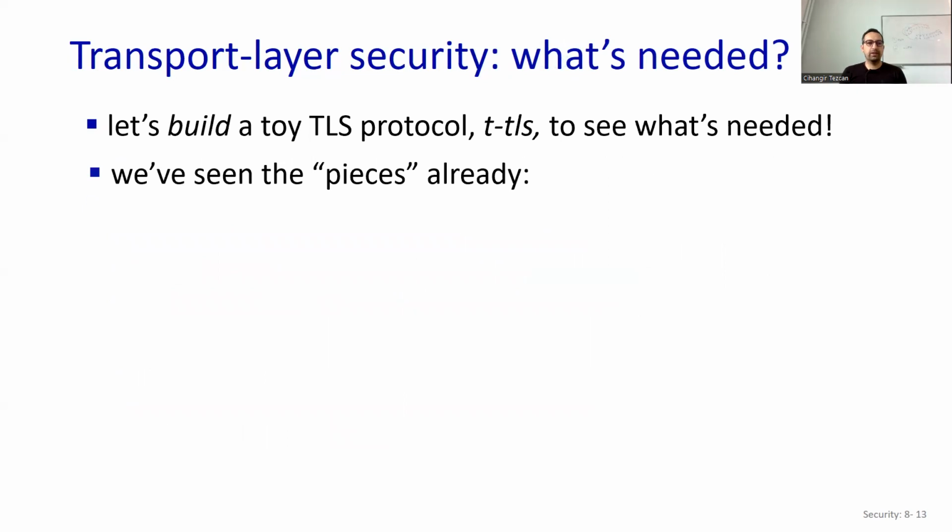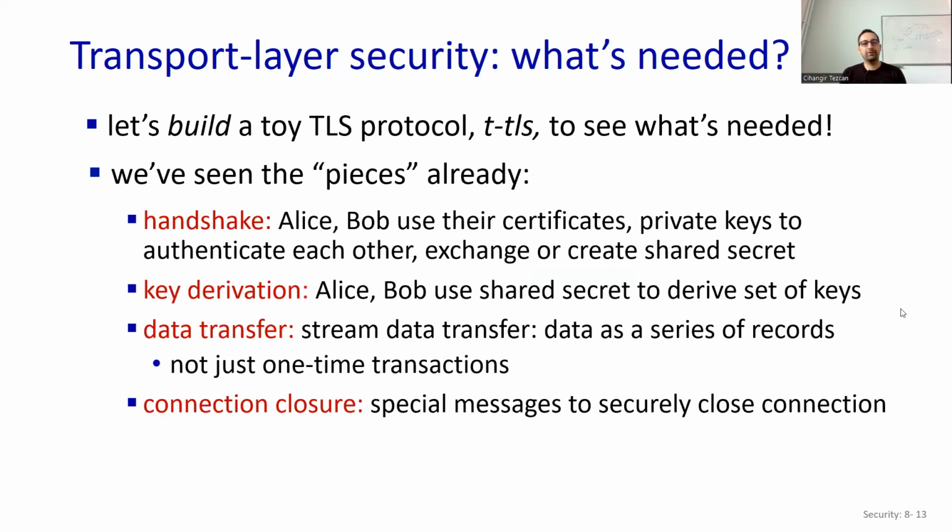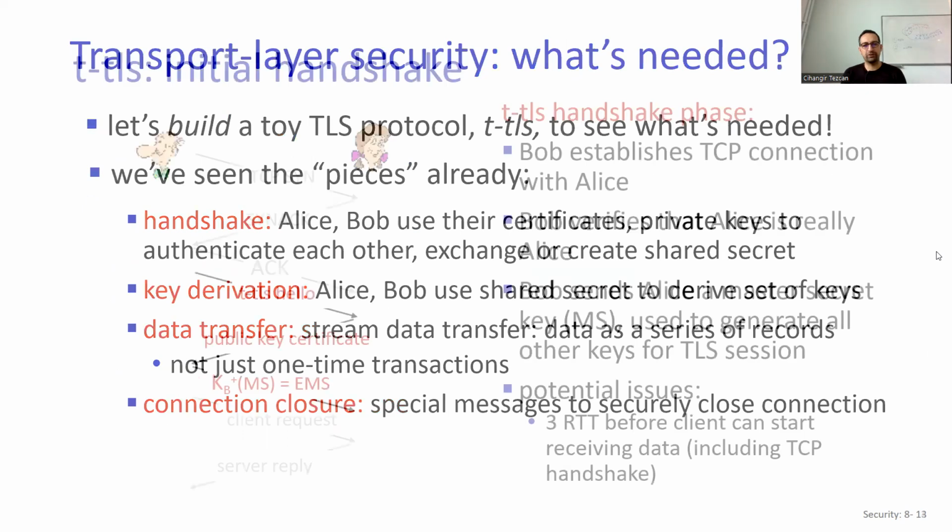So the book here tries to explain TLS by dividing it into pieces. It says, let's build a toy TLS called t-tls to see what is needed. We have seen the pieces already. Handshake: Alice and Bob use their certificates and private keys to authenticate each other, and exchange or create shared secrets. Key derivation: Alice and Bob use the shared secret to derive a set of keys. Data transfer: stream data transfer, with data as a series of records, not just one-time transactions, because we are going to divide them into pieces. Probably we will number them. Connection closure: a special message to securely close the connection.